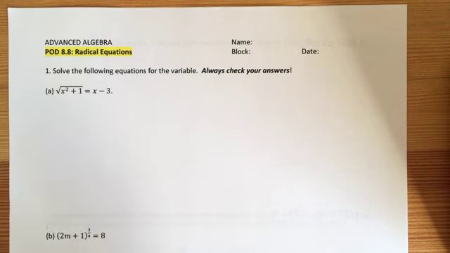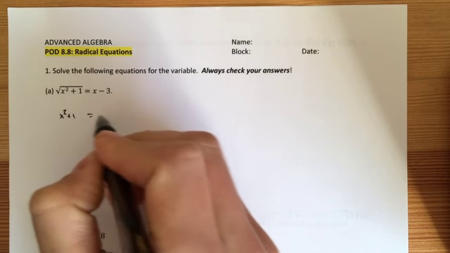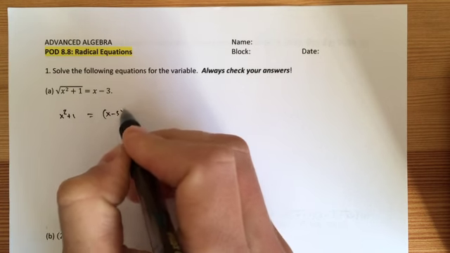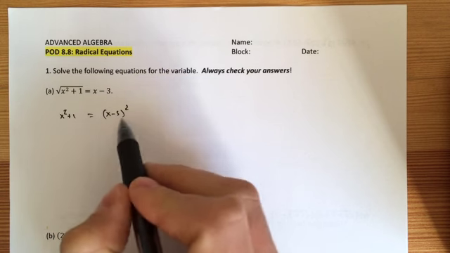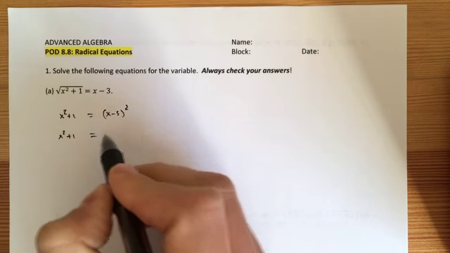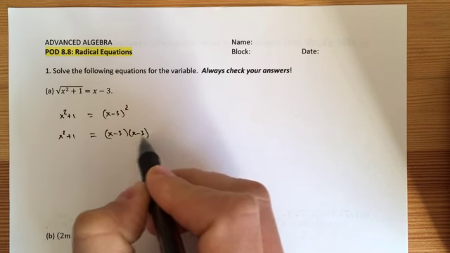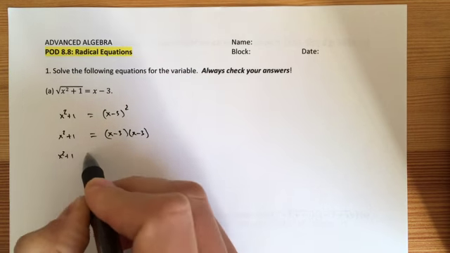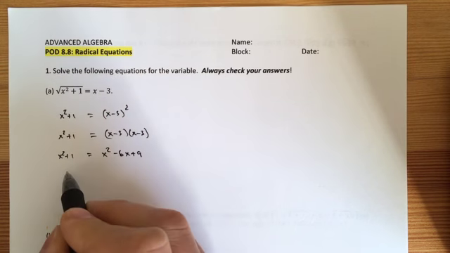To undo that, we could square both sides of the equation, and that would give us x squared plus 1 equals x minus 3 all squared. Make sure I don't do some silly distribution here. I need to actually distribute this out. That's x squared plus 1 equals x minus 3 times x minus 3. That's x squared plus 1 equals x squared minus 6x plus 9.